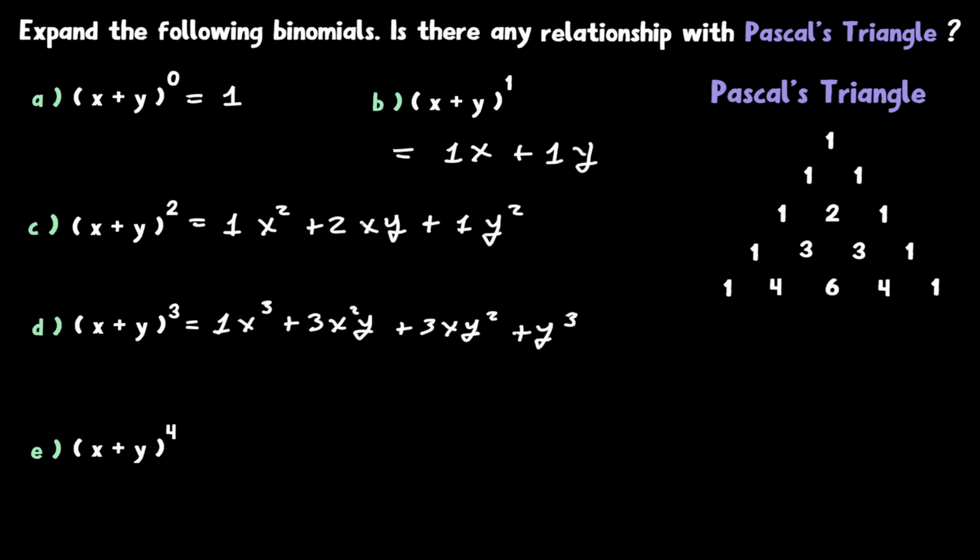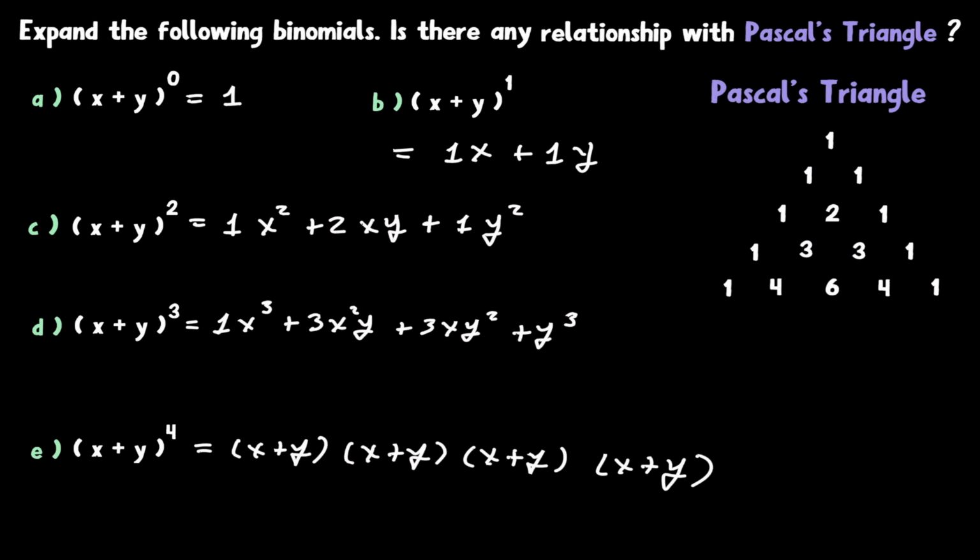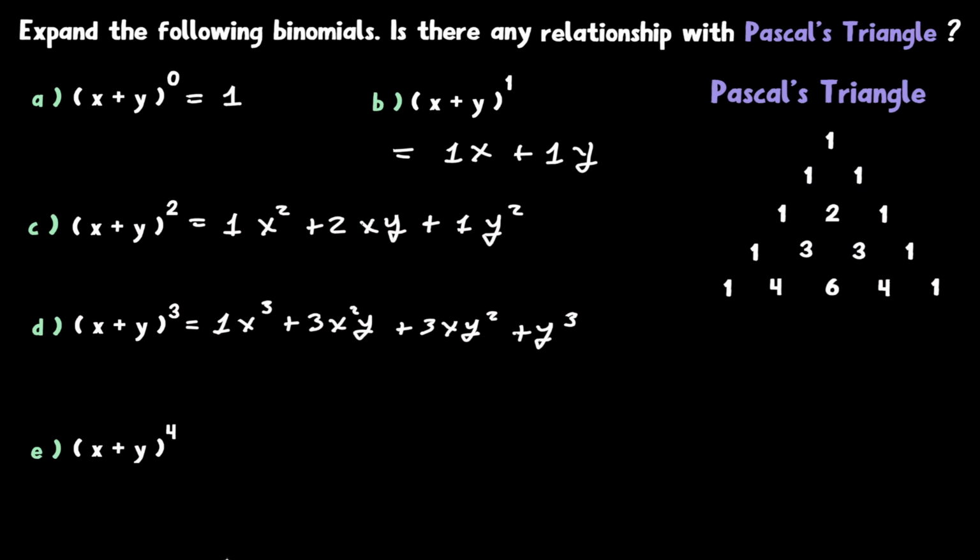Now when I get to example E, I would have to multiply x plus y 4 different times. That's going to be a lot of work if we want to distribute as we did with the previous examples. So how about we stop our calculation and see, is there any relationship between the results that we obtain and the values in Pascal's triangle?